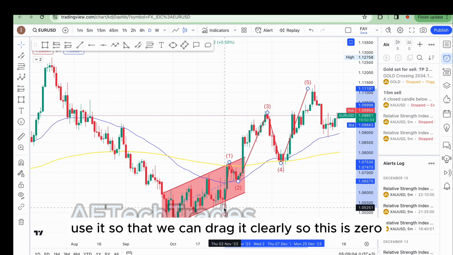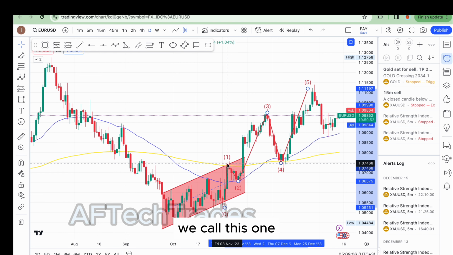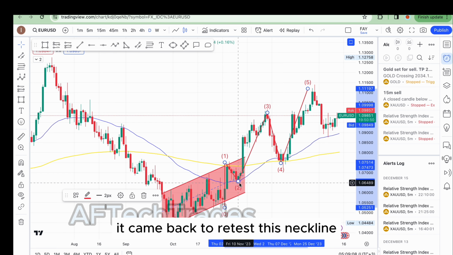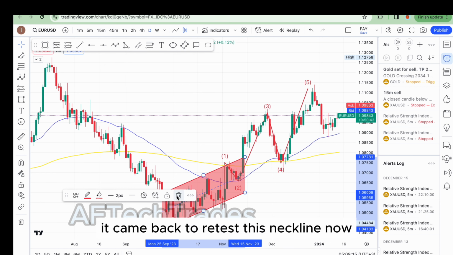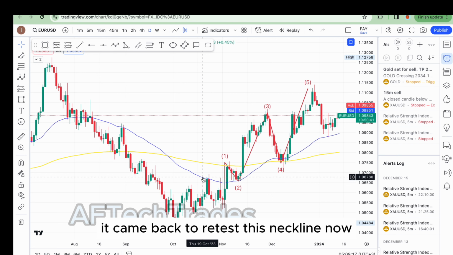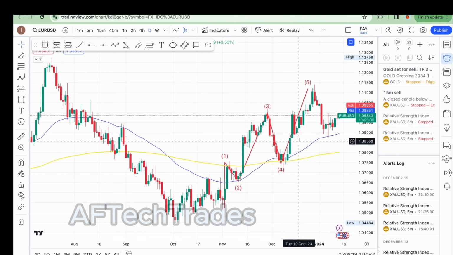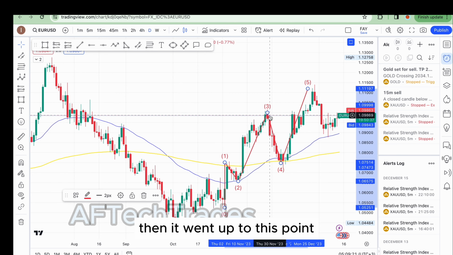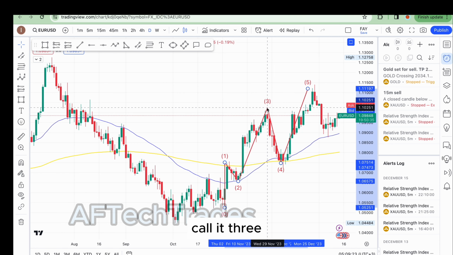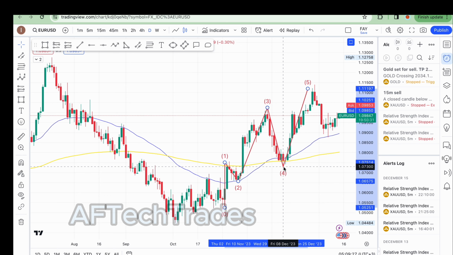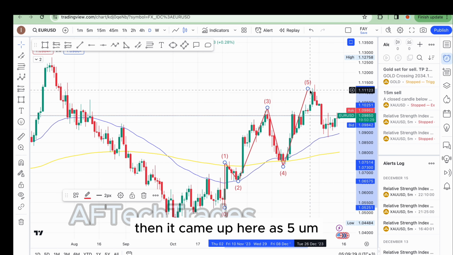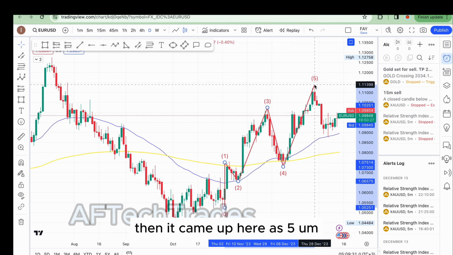So this is 0, we call this 1, it came back to retest this neckline. I take this out too. It came back to retest this neckline now. Then it went up to this point, call it the 3. It came back here. Then it came up here as 5.